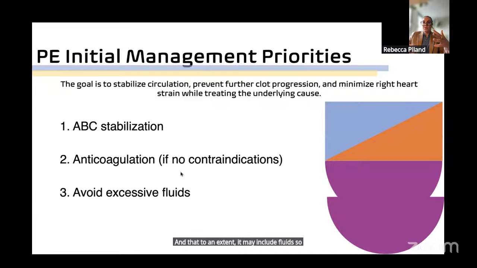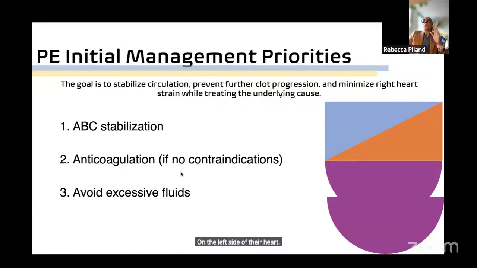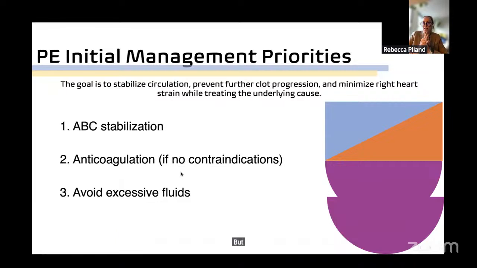So what's precarious about this, if we go back to that spiral that we talked about earlier, is that these patients get volume overloaded on the right side, even though they're volume deplete on the left side of their heart. And so when you're trying to support these patients' hemodynamics, it's good to use the vasopressor that may also have some inotropic effect or some cardiac support, like norepinephrine. But it also is good to be mindful about the amount of fluids that you use.